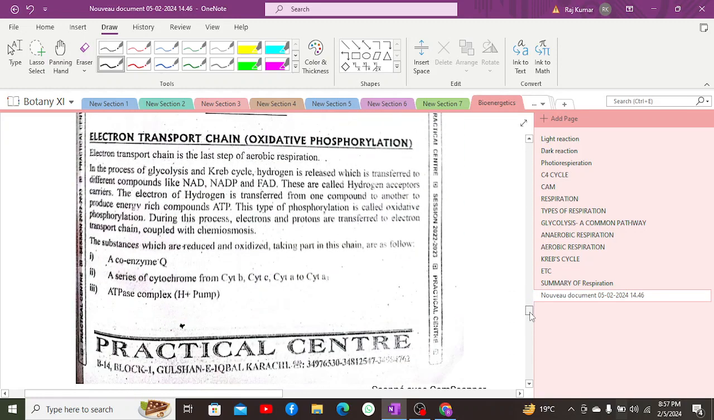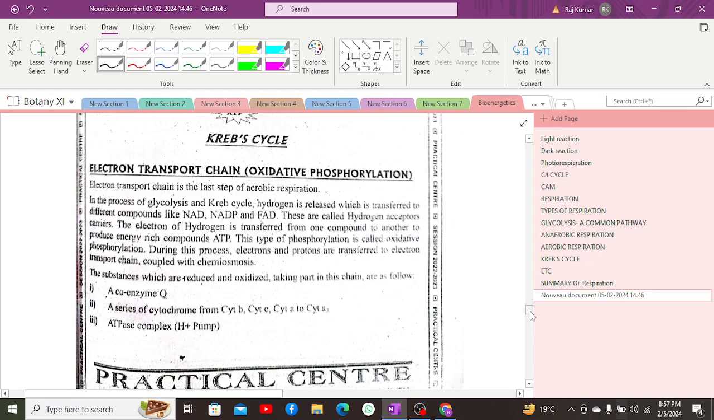And now after that comes the electron transport chain, which is oxidative phosphorylation. The electron transport chain is the last step in the process of glycolysis and the Krebs cycle. Hydrogen is released, which is transferred to different compounds like NAD, NADP, and FAD. These are called hydrogen acceptor carriers. The hydrogen is transferred from one compound to another to produce energy rich compounds, ATP. This type of phosphorylation is oxidative phosphorylation.